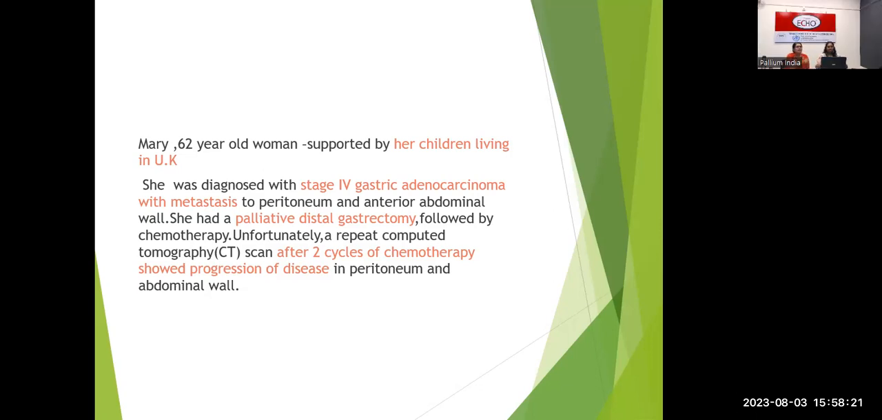Okay, so we started the presentation with a small case scenario. We'll see the remaining case also. So there is our patient Mary. She's 62 years old and her children are living in the UK. She was diagnosed with stage 4 gastric adenocarcinoma with metastasis to the peritoneum and anterior abdominal wall. She had a palliative distal gastrectomy followed by chemotherapy. Unfortunately, a repeat CT showed that the disease is progressing.